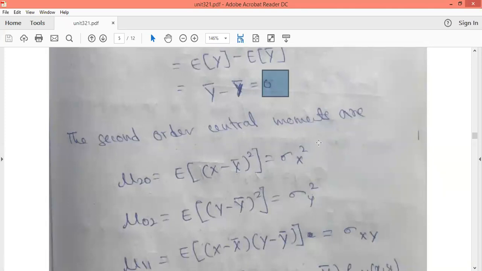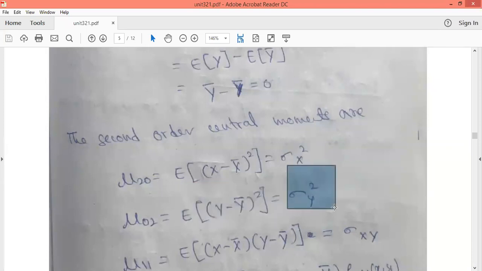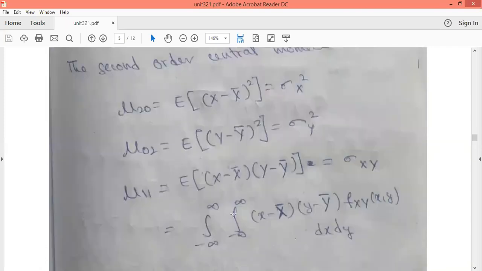What is sigma x square? Sigma x square is nothing but variance of x. Mu 0 2 can be written as expected value of (x minus x bar) power 0, (y minus y bar) square. Yes or no? So we get expected value of (y minus y bar) square. This is nothing but the variance of y, so it is sigma y square.